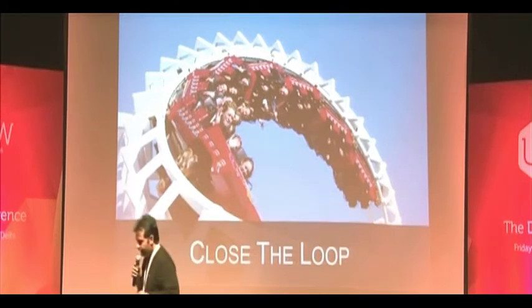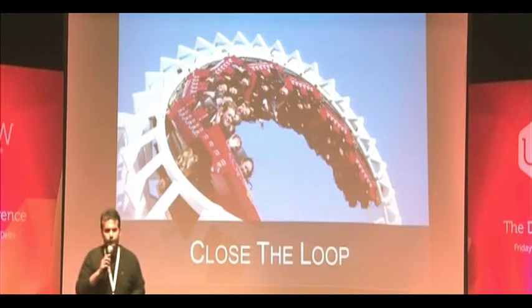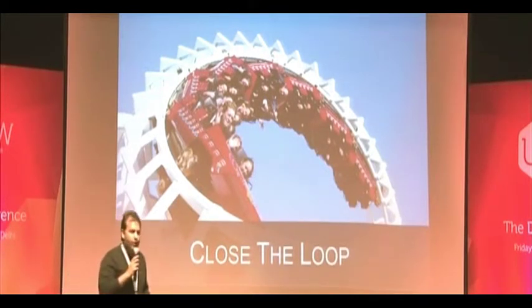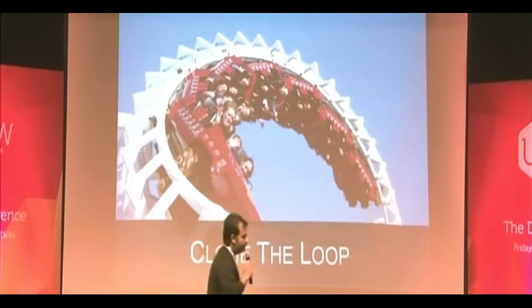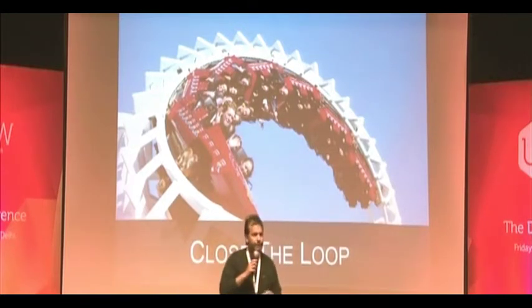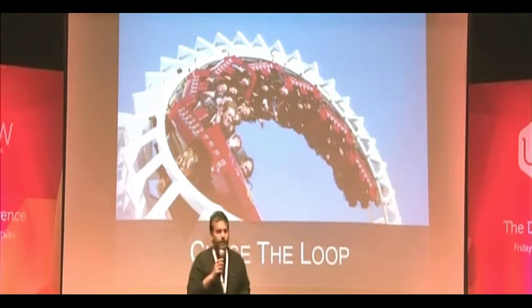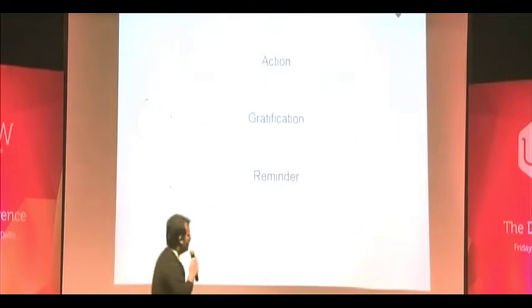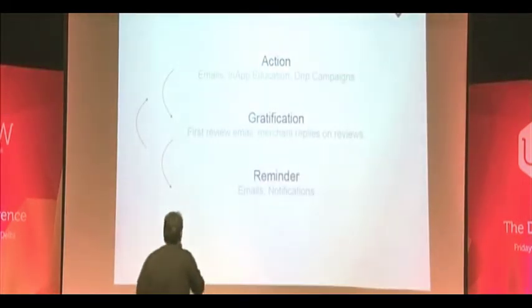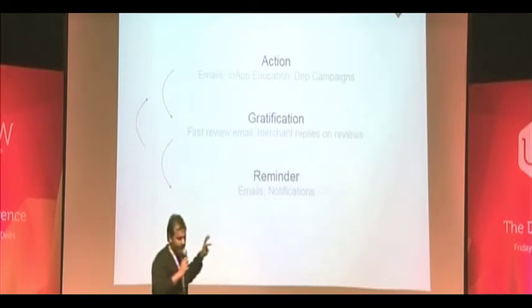So what happens usually is, you talk to your users. There are various ways of interacting with the user. You send them emails, you call them up, you send them push notifications, you meet them. There are different points of time in the customer life cycle to interact with the user. But the trick is to close the loop. And here's what I mean by closing the loop. The loop is closed in three parts. There is an action, there is gratification, and then there is a reminder.